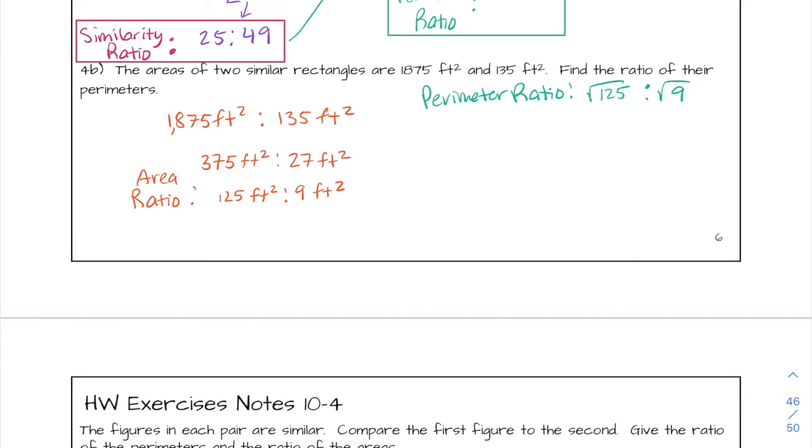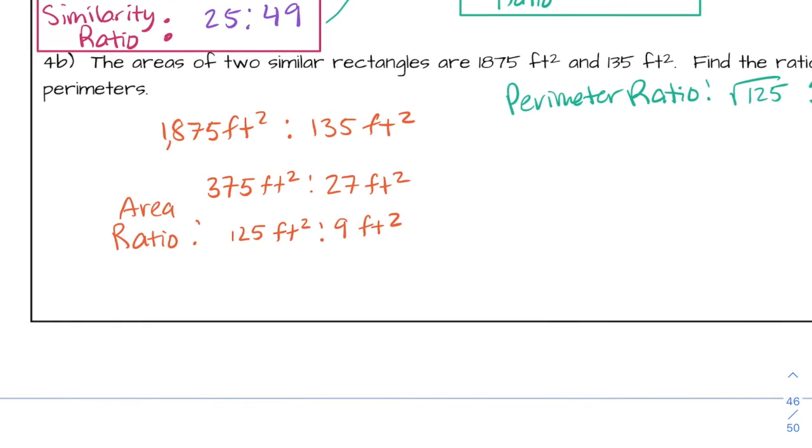So 1875 divided by 5 divided by 5, so it's divided by 25. Oh wait, I can't do 135 divided by 25. So 135 divided by 5 divided by 3, so divide that one by 15. 1875 divided by 15 is 125. Surprised this problem doesn't work out well.